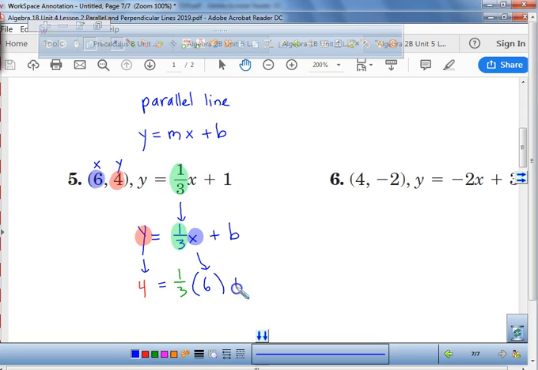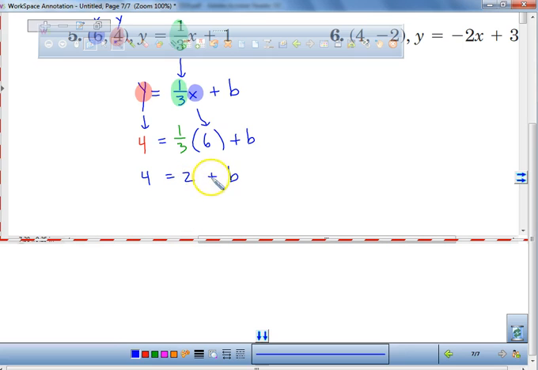6 plus b. Now what if you didn't know how to multiply 1/3 times 6? What do you have access to? A calculator. Now 1/3 of 6 is 2, I'm just going to let you know. 6 times 1 is 6, divided by 3 is 2. 2 plus what is 4? 2. So if you didn't know that, you can subtract 2 from both sides, and what do you still get? b equals 2.